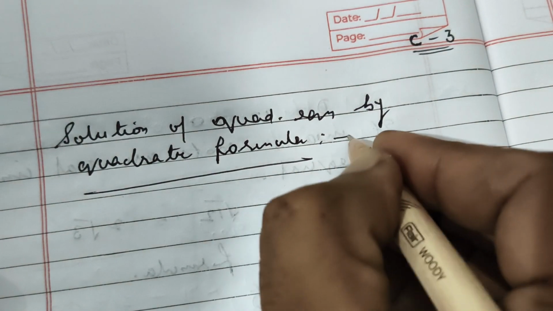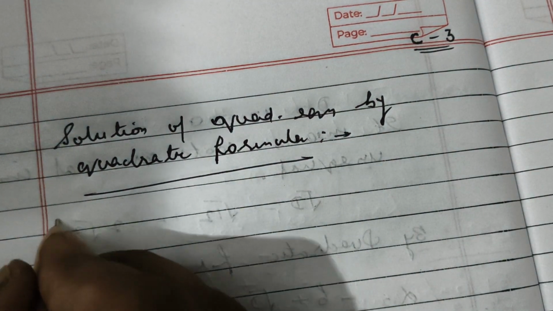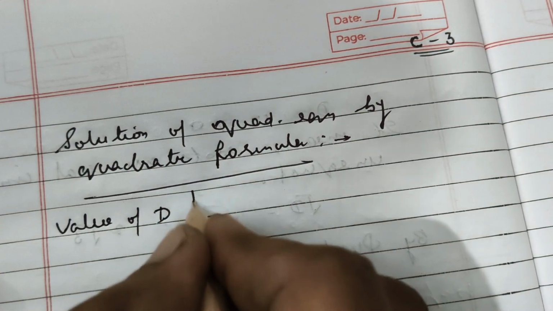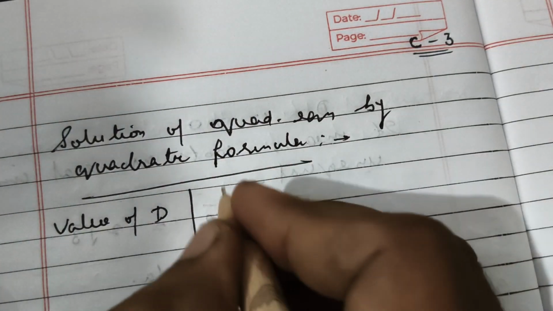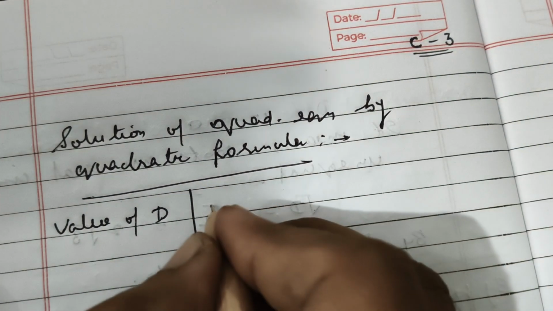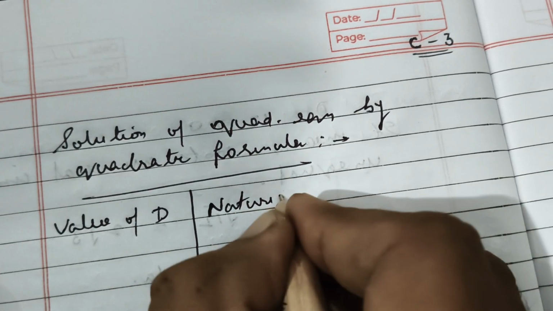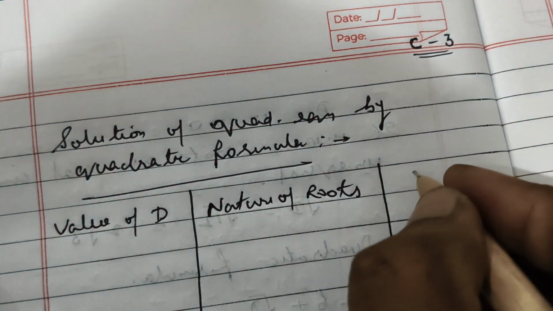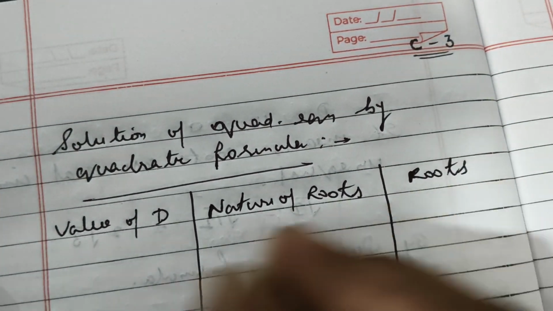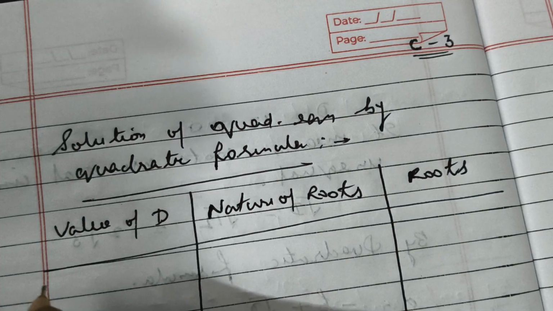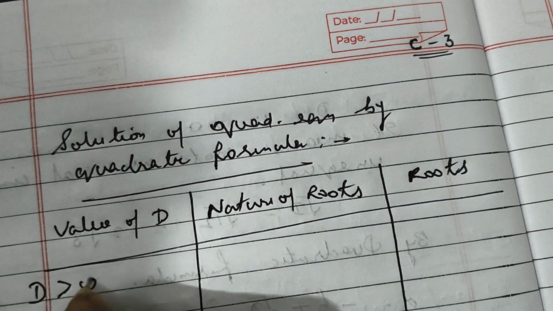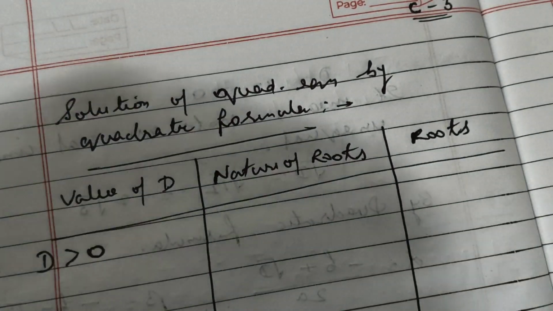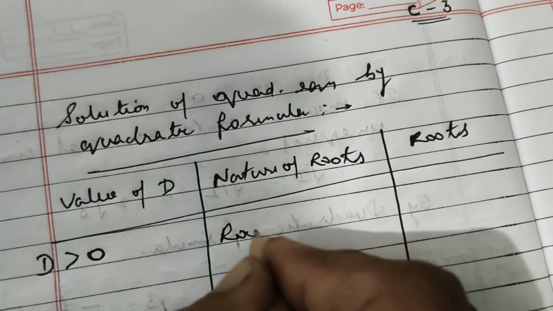First of all, we have to find the value of d. After finding the value of d, we know the nature of roots. Then we can find the value of roots. First case, when d is greater than 0, means if the value of discriminant is positive, then we know roots are real and unequal.